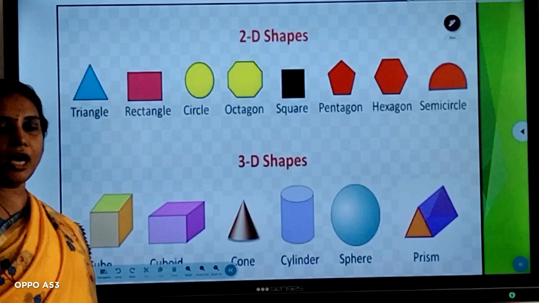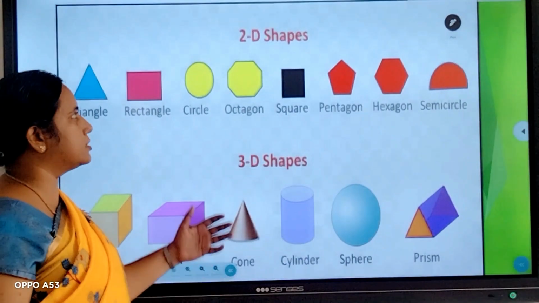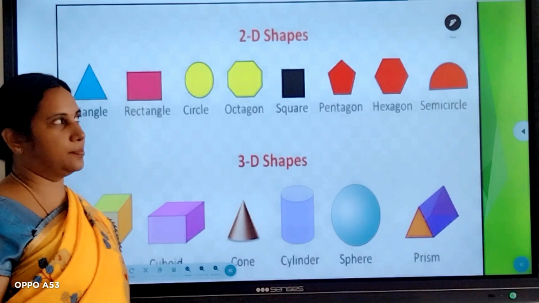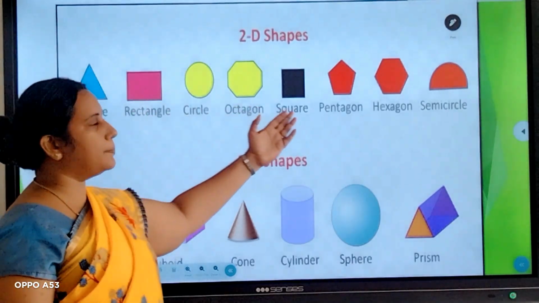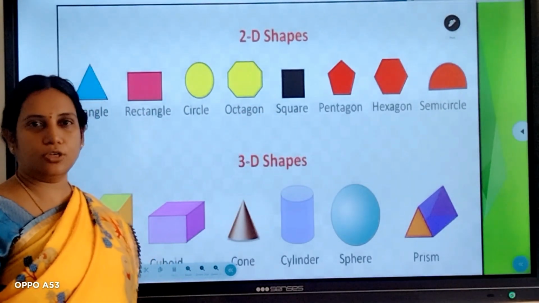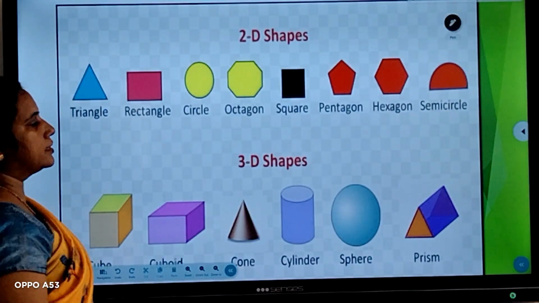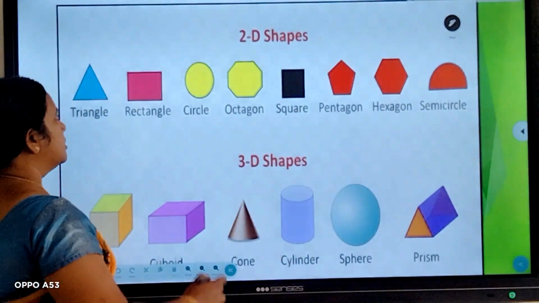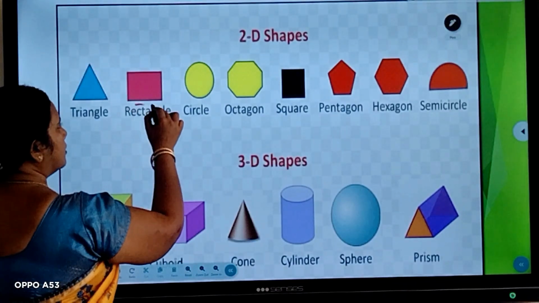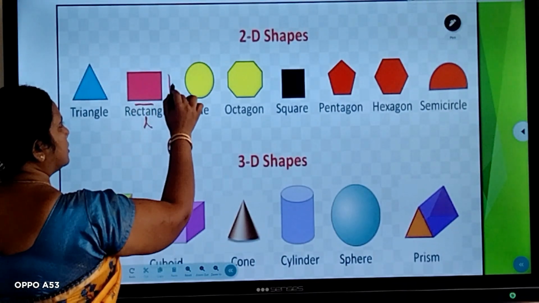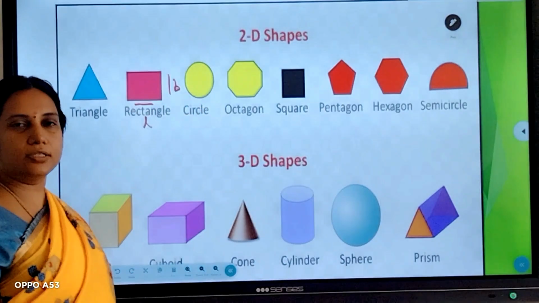Okay. Then I am going to tell you about the differences between 2D and 3D shapes. See children, these are some examples of 2D shapes which you are using in your day-to-day life. In the 2D shape, it has two dimensions. That is, you have your length and you have your breadth. This will be your length and this will be your breadth. This is a 2D shape.